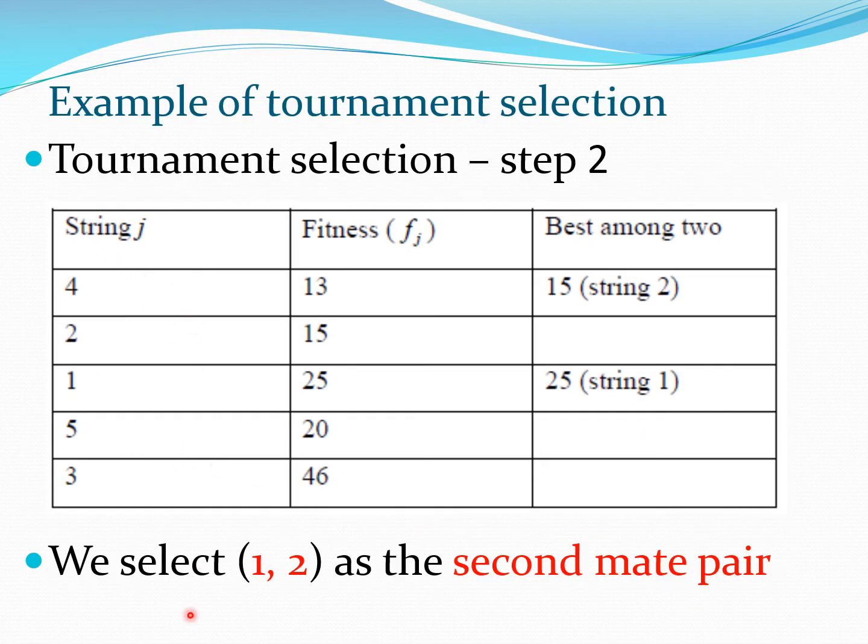Then we shuffle the strings. Once we have shuffled it, we create one more tournament. We take these two, create a tournament. 15 survives because it is greater. That's string 2. One more tournament here. 25 survives. That's string 1. So we then pick these two strings, 1 and 2, and create the second mate pair. And so we can use these two mate pairs in conjunction with probably the best value. We could add a string 3 there, and then that would be our mating pool.